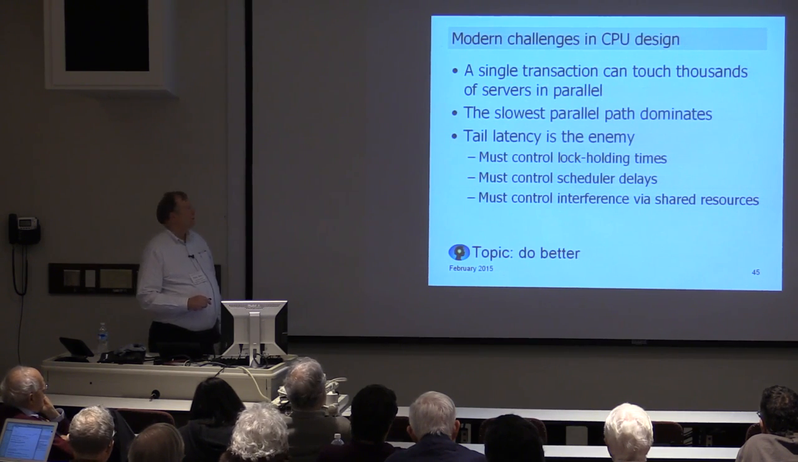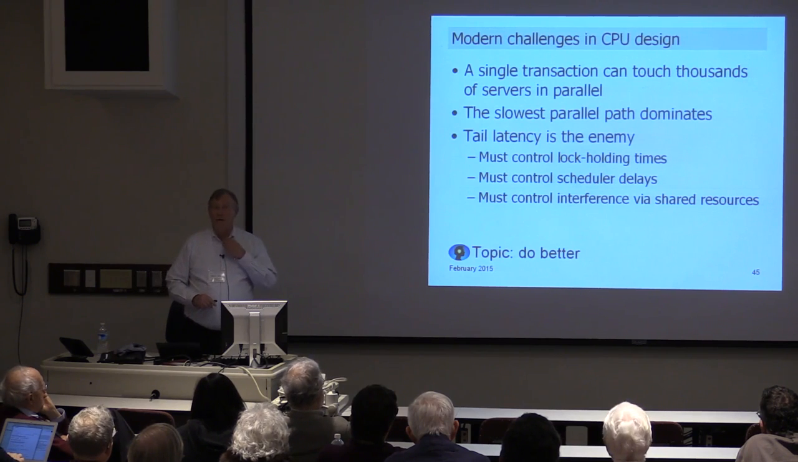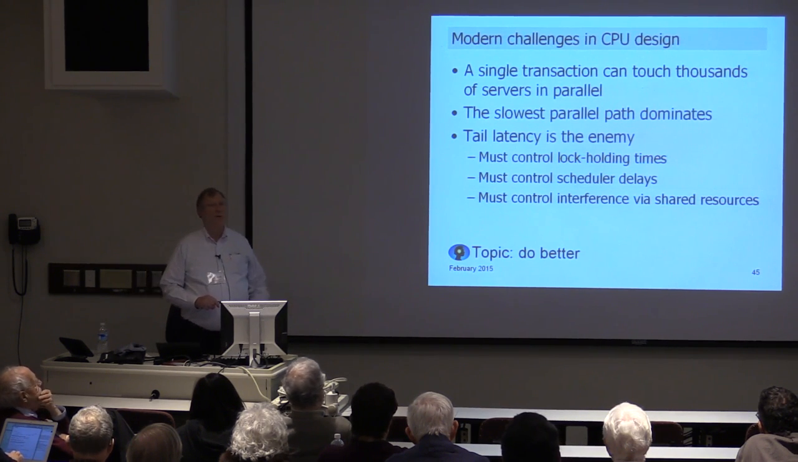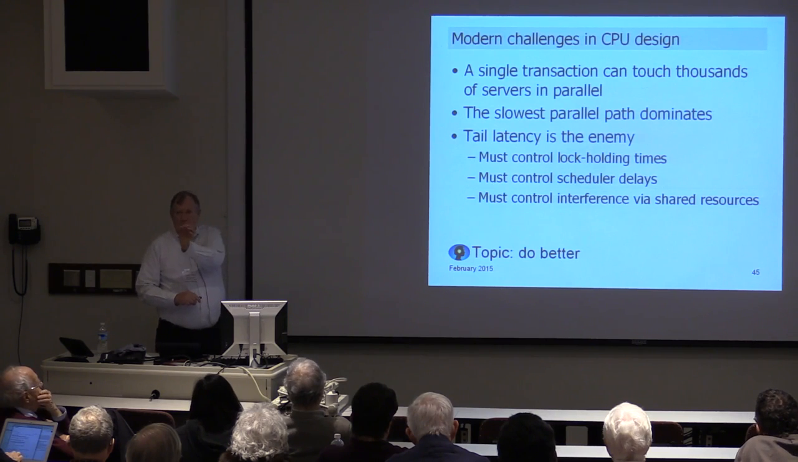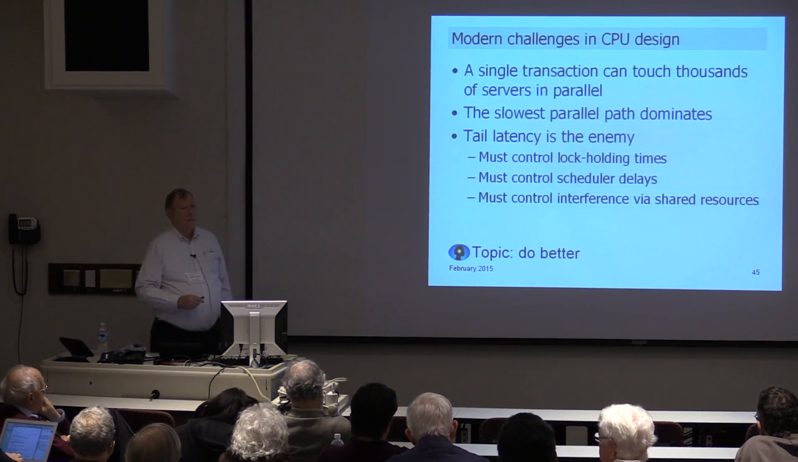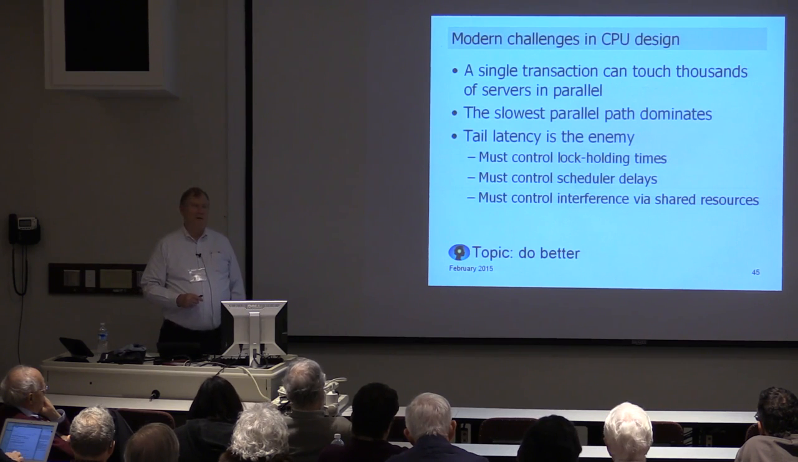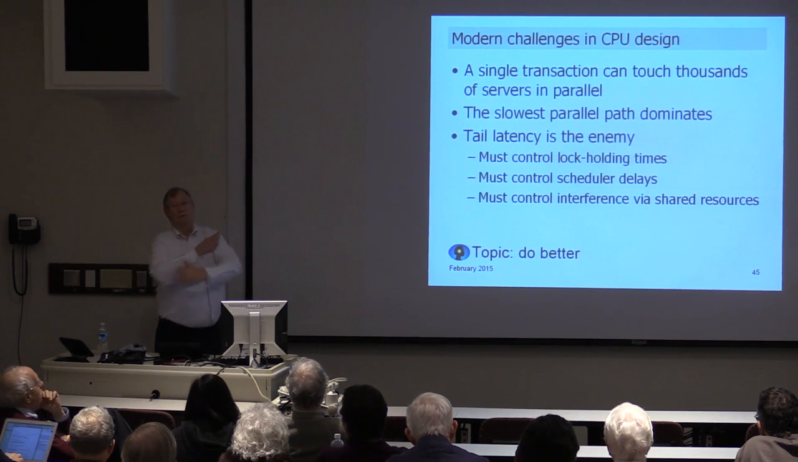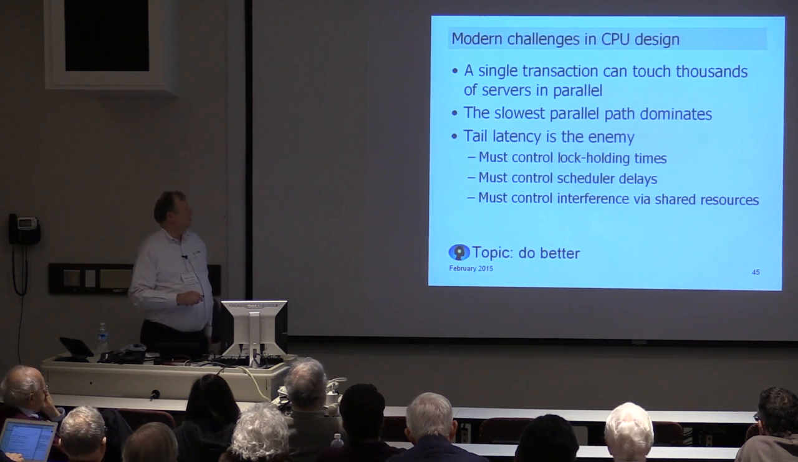things can hit thousands of servers, bam, bam, bam, bam, and get answers back and need to merge them. The slowest path dominates, so you need to pay a whole lot of attention to tail latency. And controlling lock holding times is something we as a software industry are no good at, except in some of the very narrow real-time field, but not where arbitrary programmers write arbitrary programs that happen to run on the same machine. For instance, cloud servers, where you're selling time to various people and you have no idea who's going to be doing what.